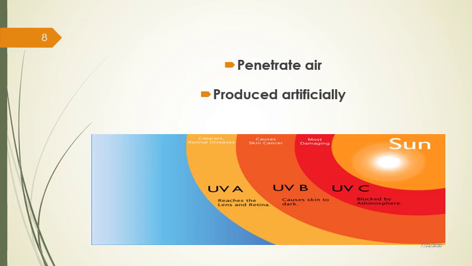Here is a graphical presentation which shows how ultraviolet C rays are blocked by the atmosphere, and they are most dangerous for all living organisms. Ultraviolet B rays cause the skin to darken and also cause skin cancer on longer exposure, and they also reach the lens. Ultraviolet A rays also reach the lens and retina of our eye and cause cataracts and retinal diseases.